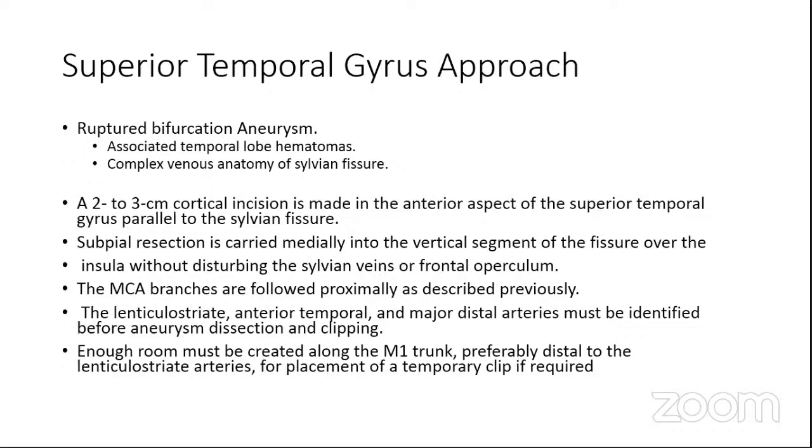And then the other arteries, the lenticulostriate arteries, should be identified because they are quite important, so we do not accidentally clip the artery instead of the main area of the aneurysm. And there should be enough exposure along the MCA trunk so that a temporary clip can be applied if the dissection or the approach is difficult while reaching the main aneurysm.